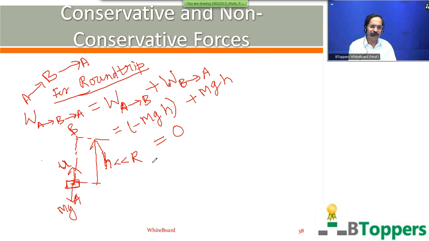So when the body is moving from A to B, work done by air resistance on the body for motion from A to B is negative, because when the body is moving from A to B in the upward direction, air resistance acts downwards.